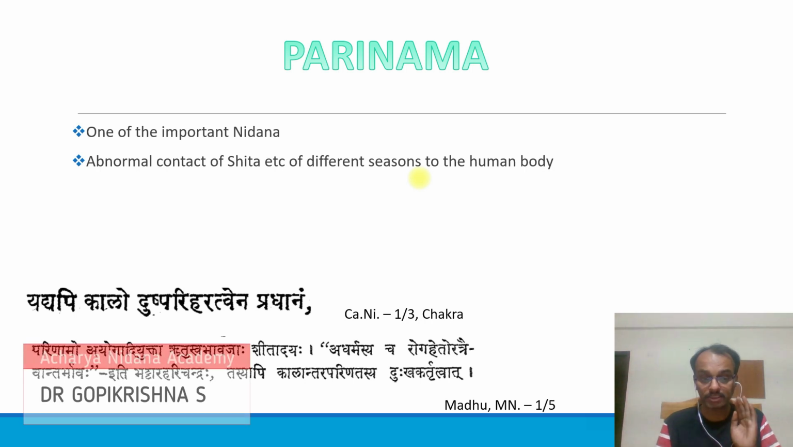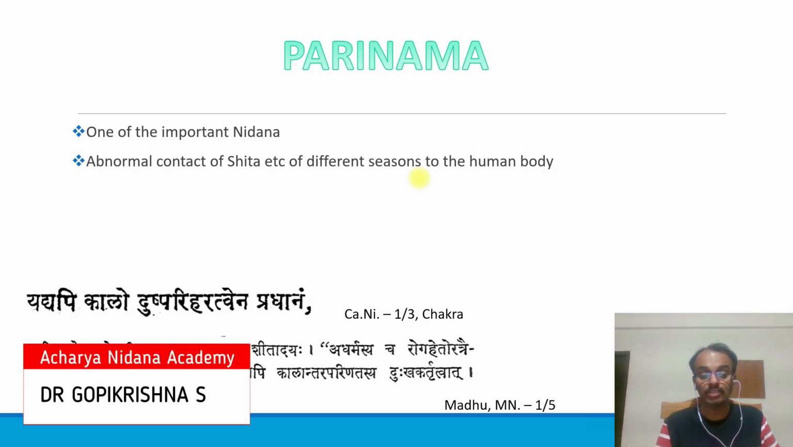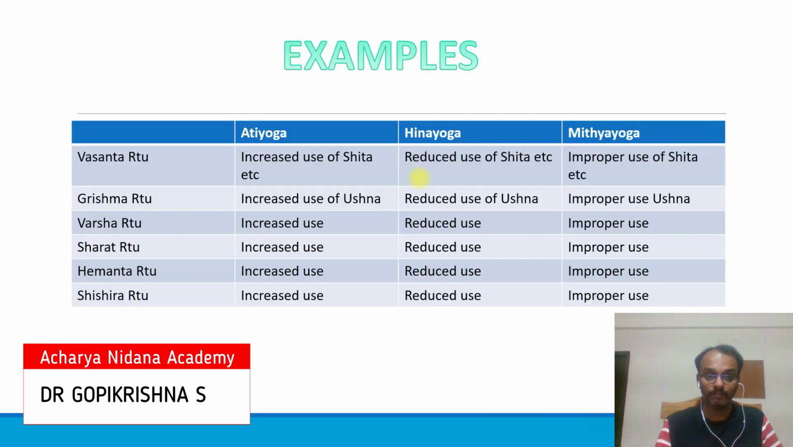So Madhukosha commentary says: parinamo ayoga adi yukta rutu swabhavajaha shitadayah. That is, depending upon the seasonal qualities, that is Shita, etc. If a person has less exposure, more exposure, or improper exposure, that is Ayoga, Atiyoga and Mithya Yoga, and they are termed as Parinama. Let me give you one or two examples. The rest you can look into in the textbook.